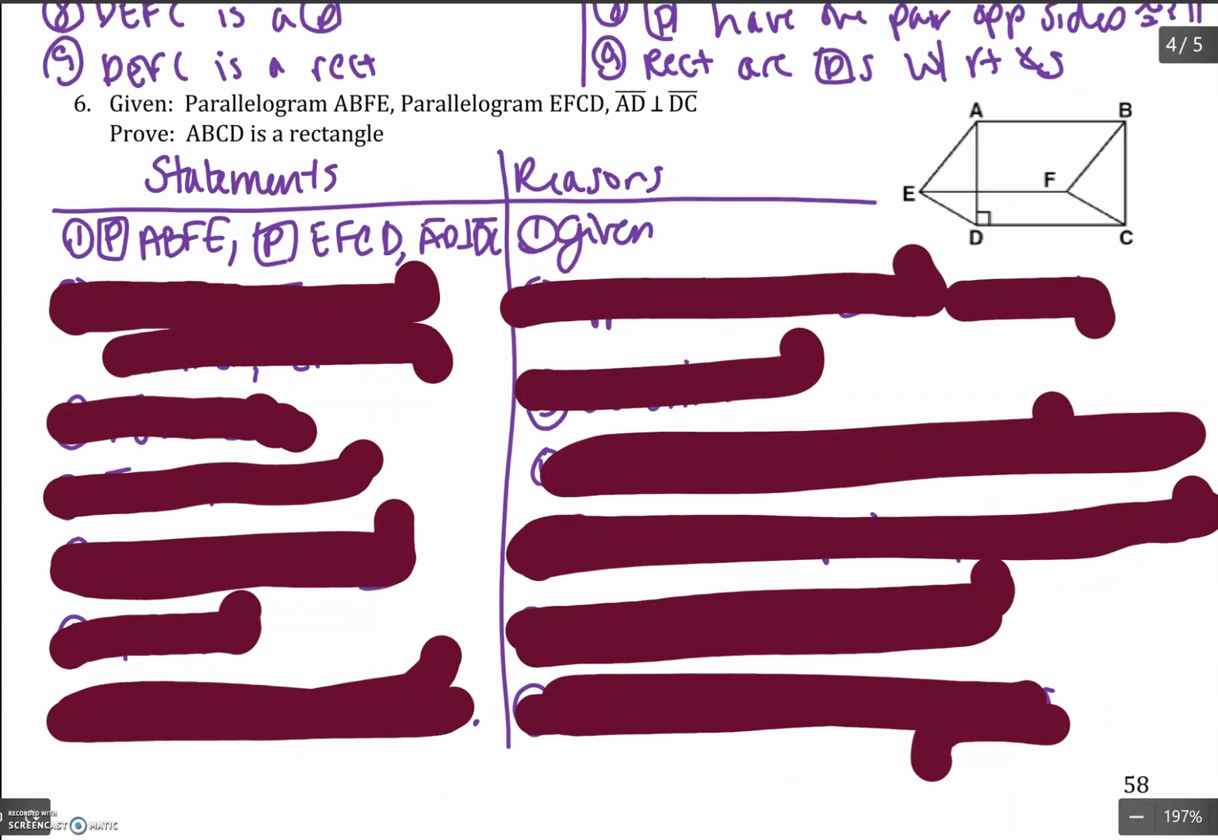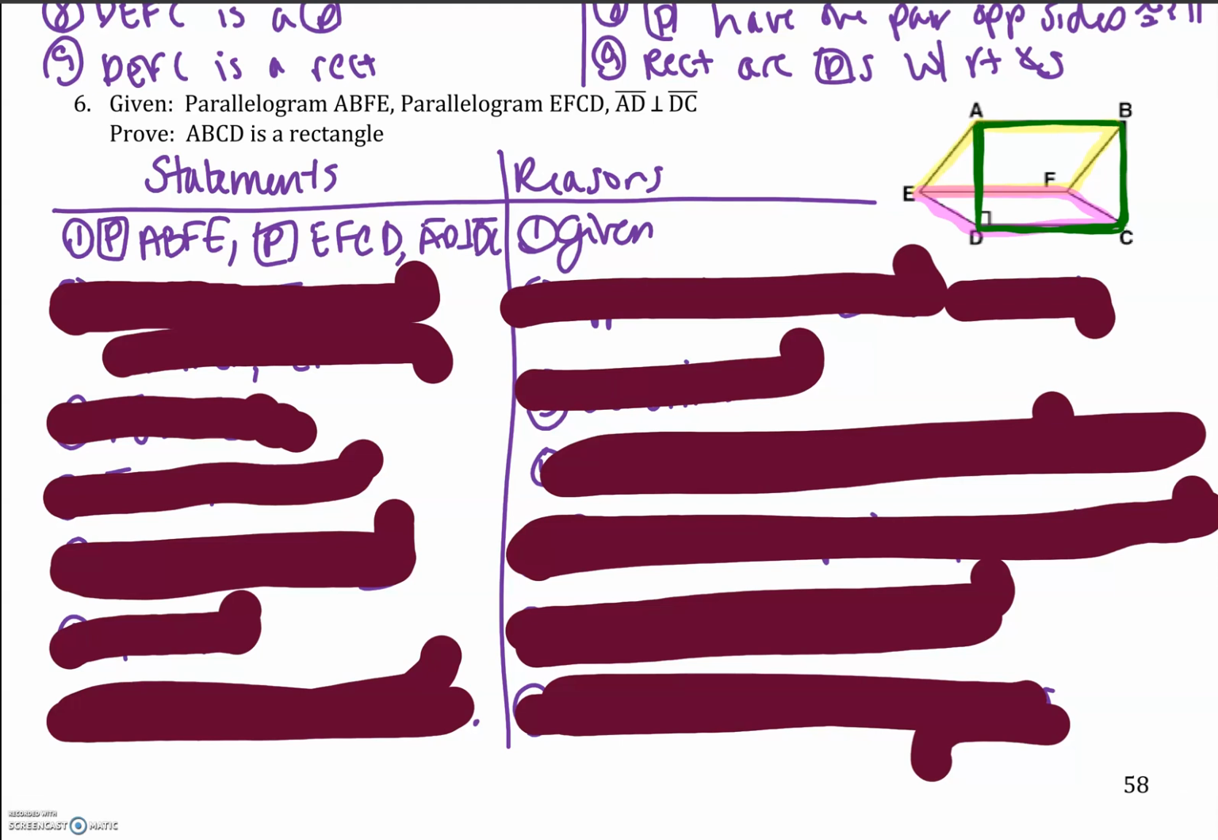All right, number 6. We have two parallelograms here. Kind of crazy. And they're actually attached to one another, which is weird. And that's all true. But what we're actually trying to prove is that ABCD is a rectangle. So there are ways to do this other than what I'm going to show you, but I'm going to show you the simplest way.